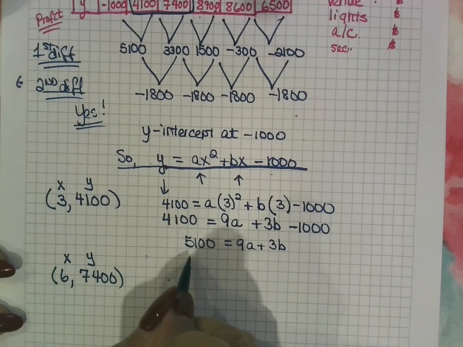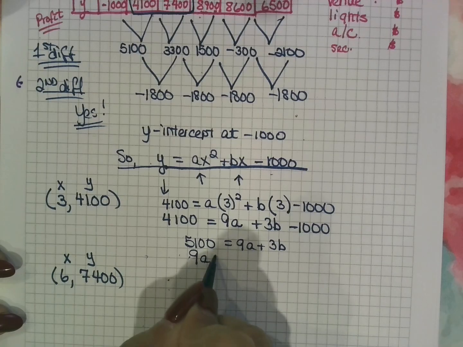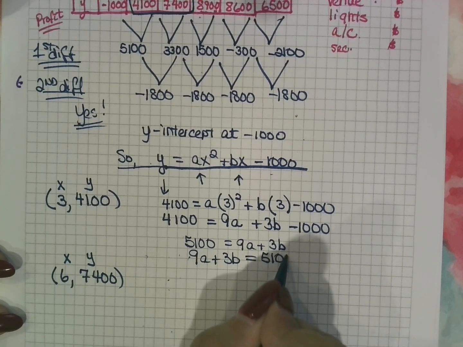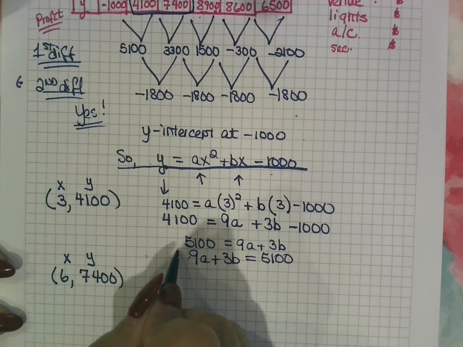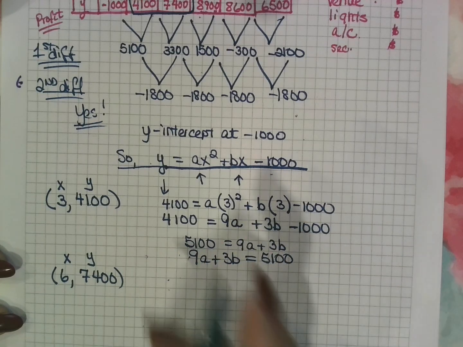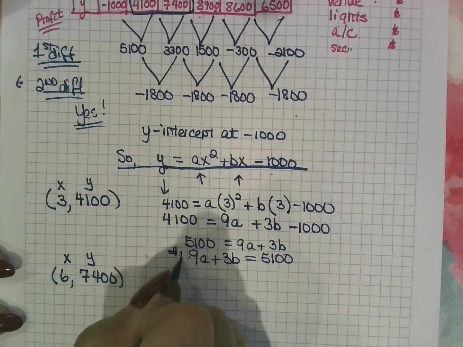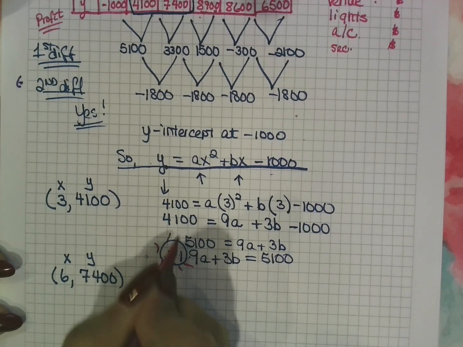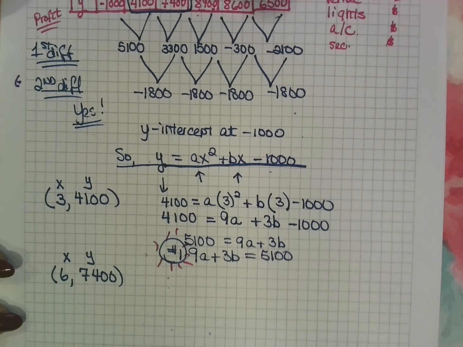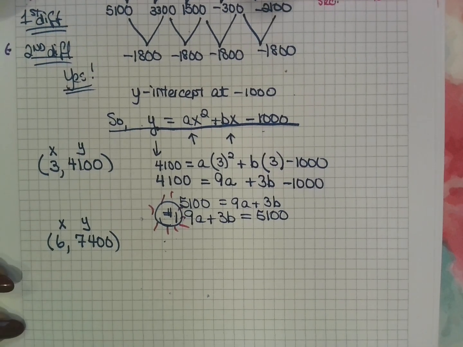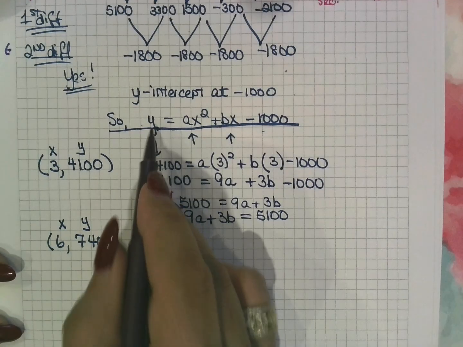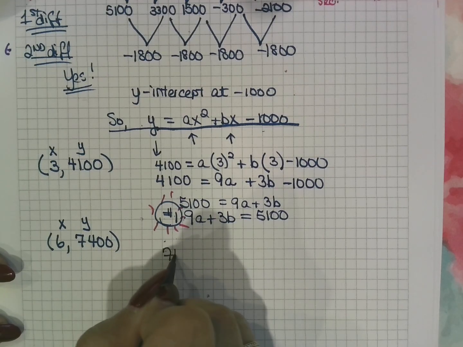And I'm going to flip it around just so it looks nice. It's just easier to read, I think. We're just used to seeing it this way. Remember, it is equal, so you can switch what's on the left with what's on the right. And this will be our first equation right there. This is the one we're going to use for that system of equations, one of them. 9a plus 3b equals 5100. Now we're going to do the second point. So instead of y, we're going to do 7400.